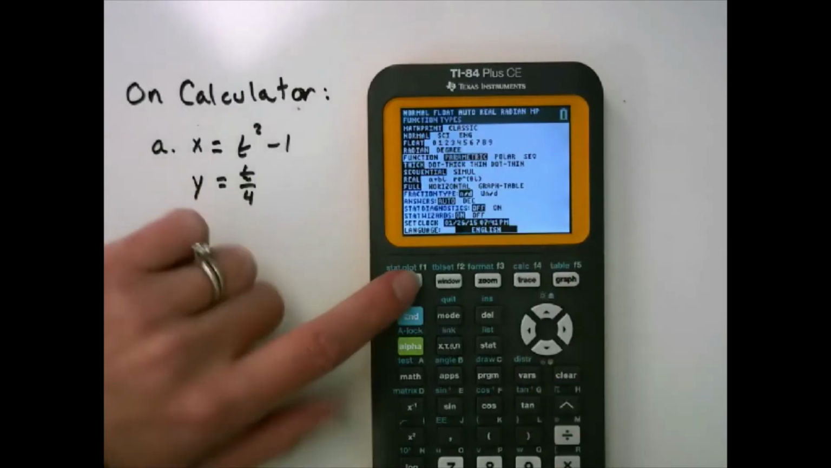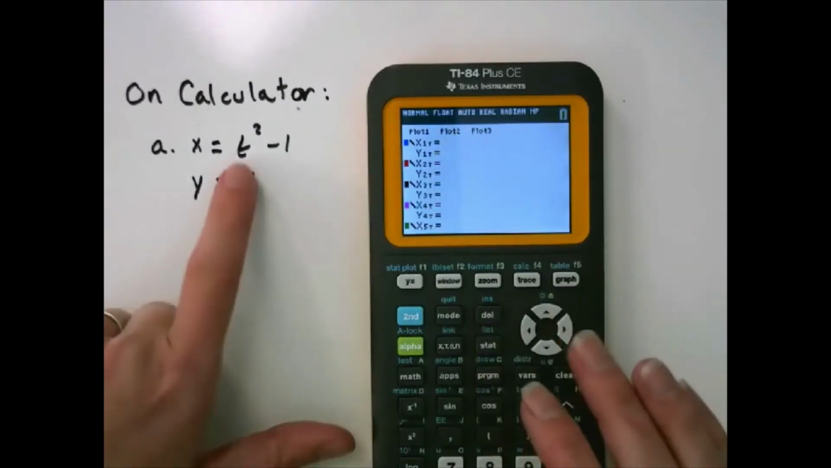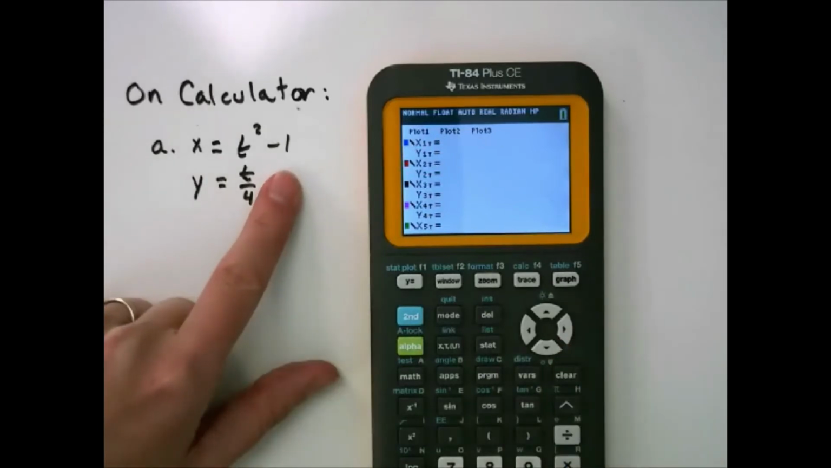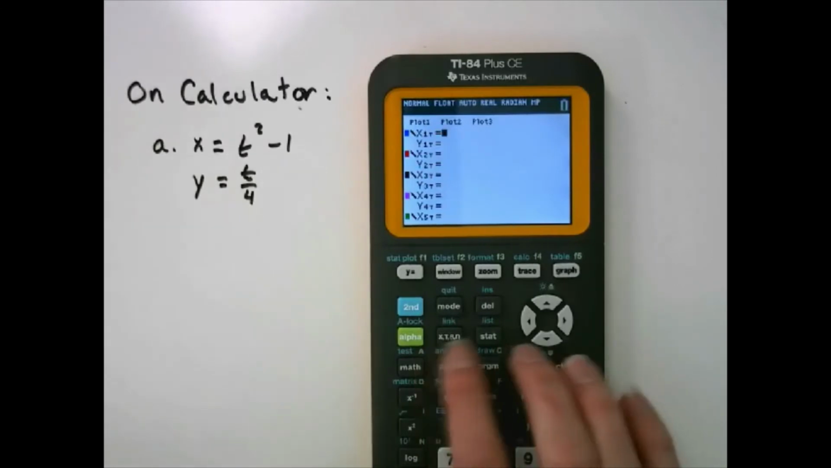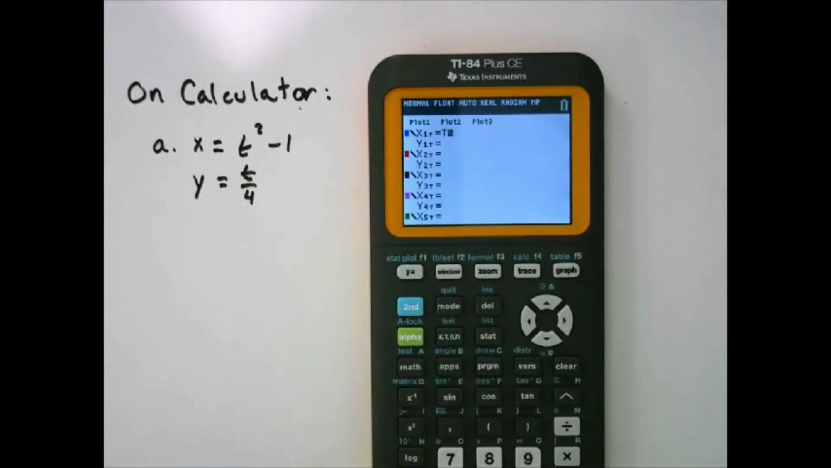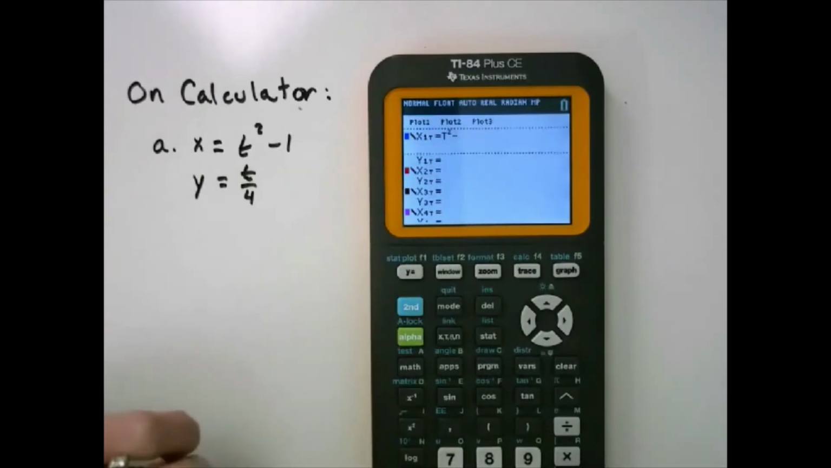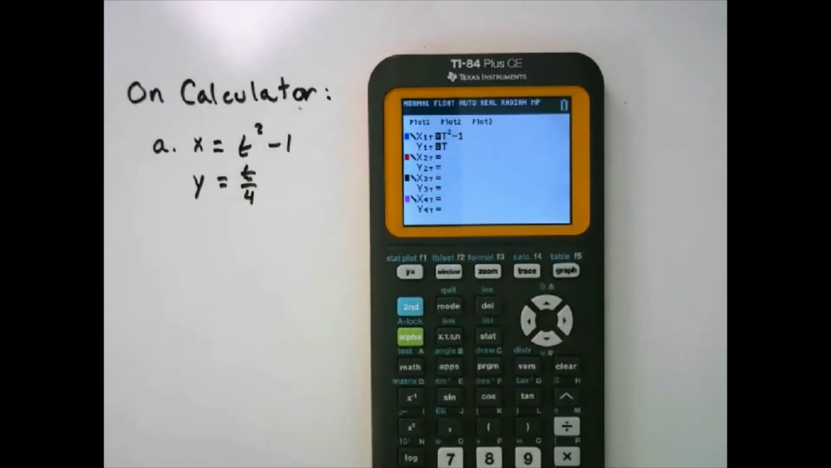Okay, then I'm going to go to y equals. And when we go to y equals, it's no longer y equals. It's x1t equals and y1t equals. So these are our parametric equations. So I'm going to plug in t squared minus 1. Well, where do you get a t, you ask? This variable button that you've been using without paying attention to all these other letters on it, x, t, theta, n, when you push that button, you're going to get a t. So we're going to do t squared minus 1 for my x. For my y, t over 4 should have been plus 2.